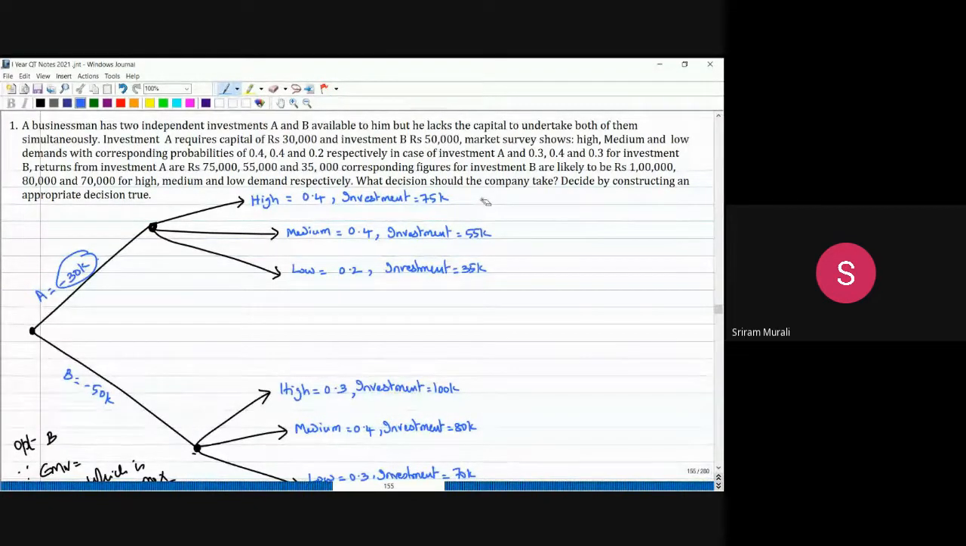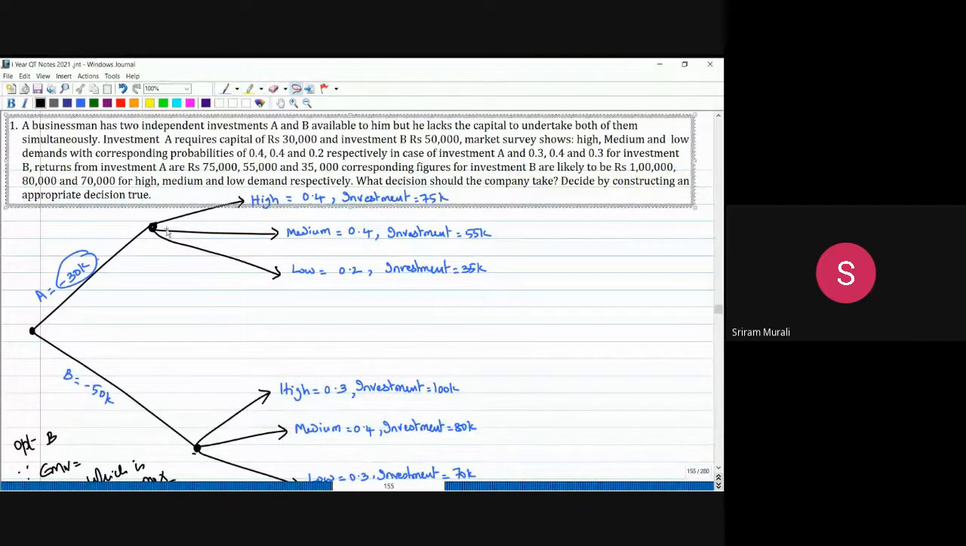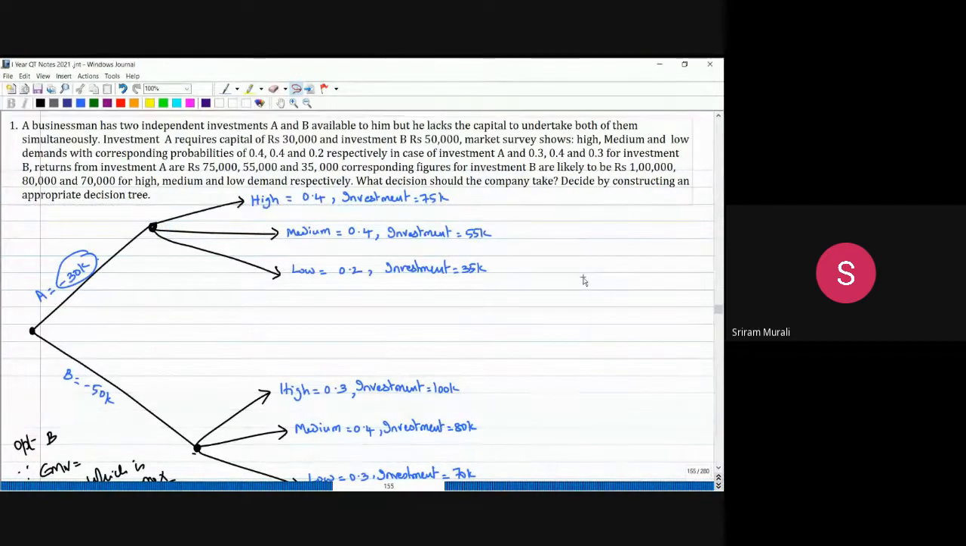So what I am trying to claim, what I want to do, what decision should the company take? Decide by constructing a decision tree. He wants to maximize the return. So what is the profit? Profit is equal to investment minus loss.